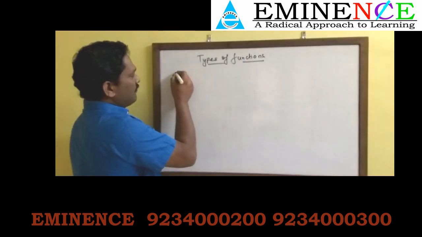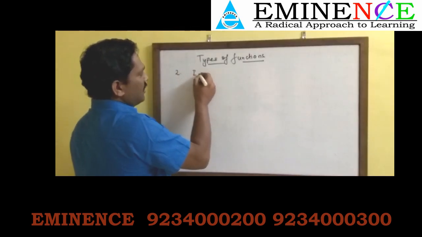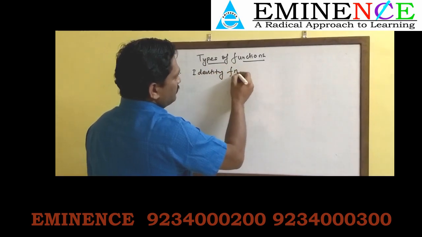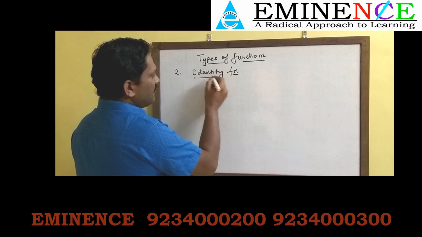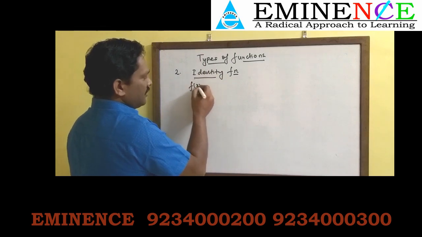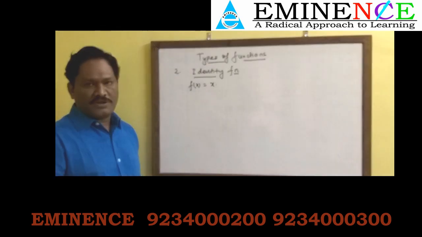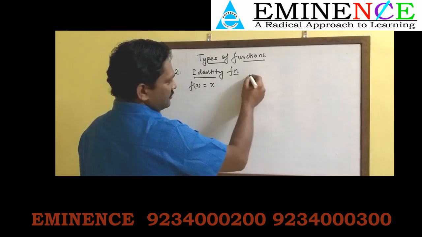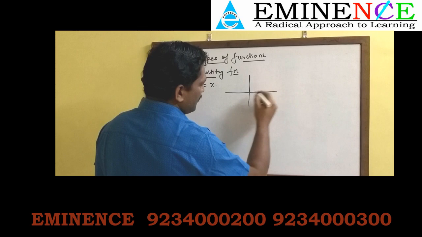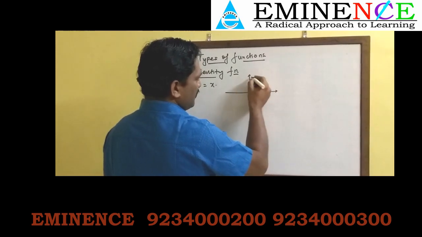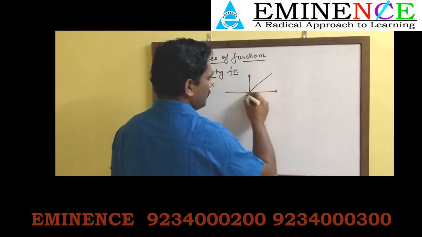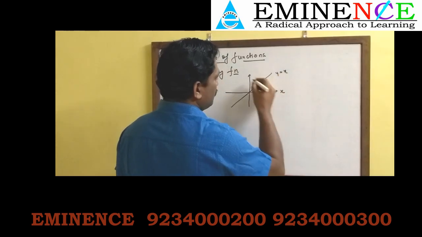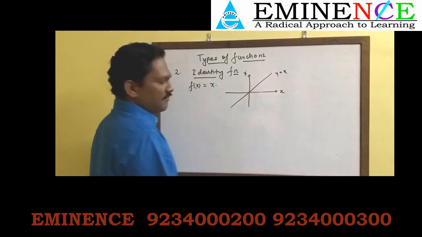The second type of function is an identity function. Now, which function is called an identity function? f(x) equal to x. This function is named identity function. Now, graphically speaking, if this is your x-axis, this is your y-axis, see this line y equal to x. This is how it will look on the graph.